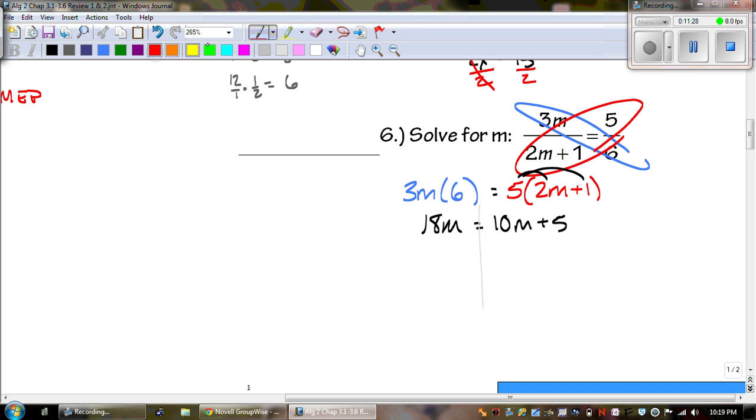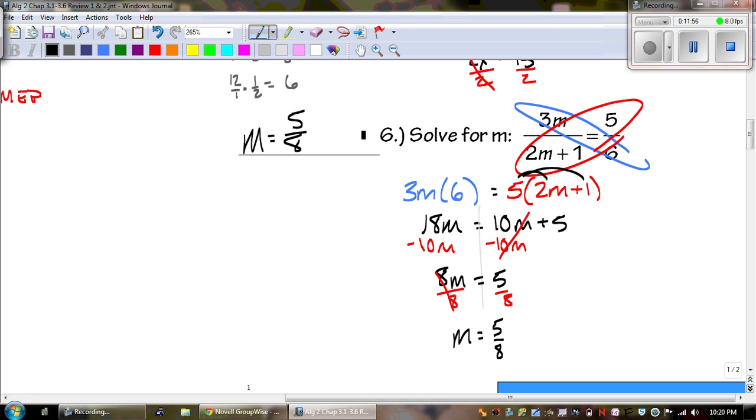And now we're just left with SADMAP. So I'm going to subtract the 10m from both sides. Those cancel. 18 minus 10 is 8. So 8m equals 5. And then to get the m all by itself, I need to divide both sides by 8. And I get that m equals 5/8. I can't reduce the fraction, so I'm just going to leave it as it is. Okay, let's flip it over.